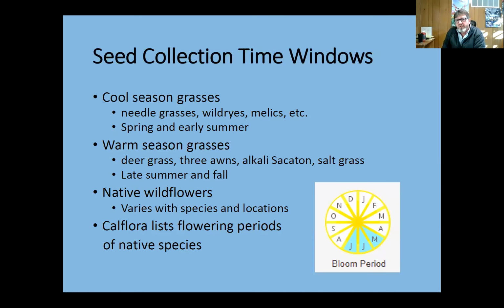So the stock seed collection windows can vary. Cool season grasses, like stipas and elymuses and melicas, for example, usually, at least in California, aren't ripe until late spring to early summer. But warm season grasses, those grasses that really actively grow in the summertime, like deer grass, threeawns, alkali sacaton, etc., are usually available in late summer or fall. And native wildflower species tend to be ripe early or late depending upon the particular species.